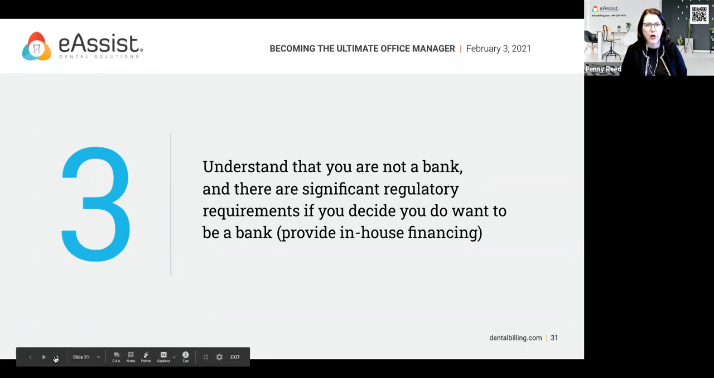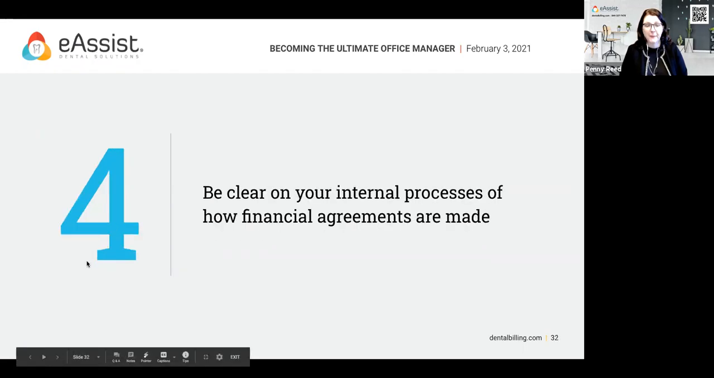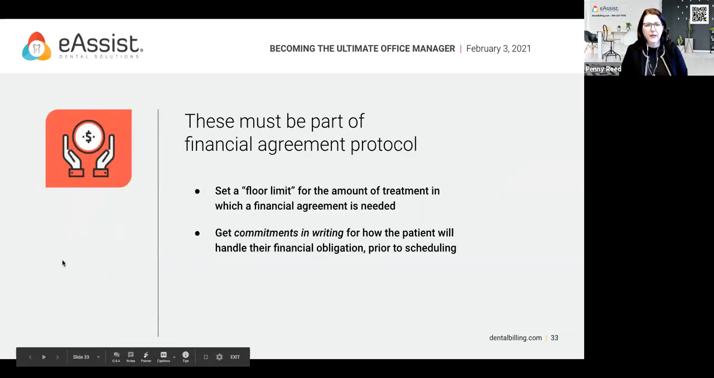If you are going to offer some sort of in-house financing and you're going to do credit checks on your patients, whoever it is that you're signed up with to do those credit checks, be sure that you're following those guidelines and regulations in your state, because I can promise you there are some. Yep. So again, going back, let's be clear on our internal processes on how the financial agreements are made and what needs to be part of the financial agreement protocol.